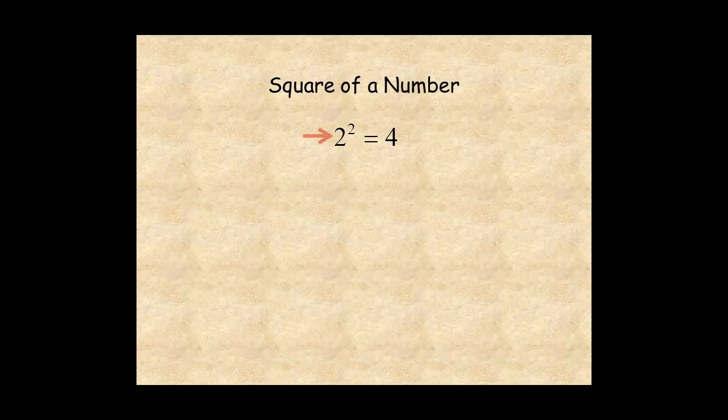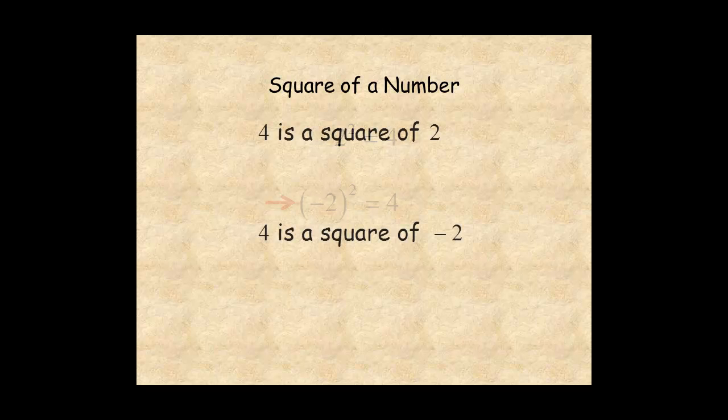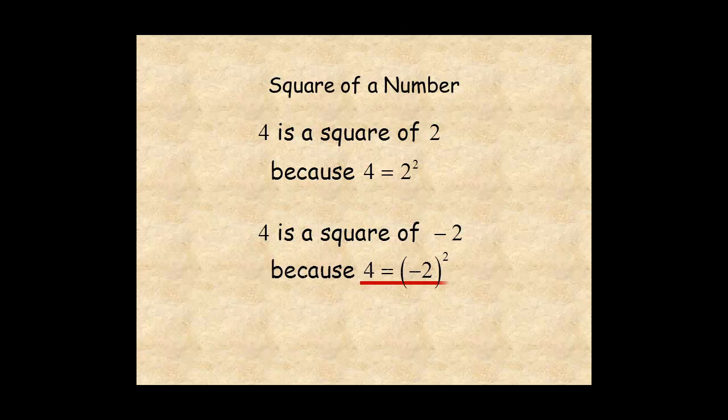Notice, negative 2 squared is also equal to 4. So you can say 4 is the square of 2 because 4 is equal to 2 squared. You can also say 4 is the square of negative 2 because 4 is also equal to negative 2 squared.